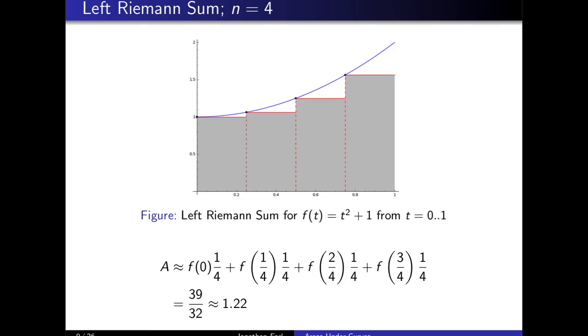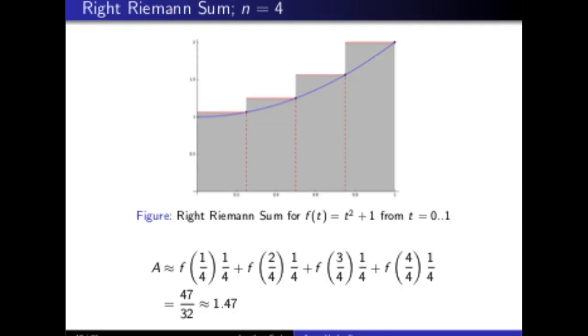Okay, suppose that instead of two rectangles, we used 4. If we do it with left points, we first break our number line 0 to 1 up into the intervals 0 to 1/4 to 1/2 to 3/4 to 1. Using left points, we evaluate f of 0, f of 1/4, f of 1/2, and f of 3/4. When we add up the areas of these 4 rectangles, we get 39/32, so about 1.22. If we use the right points, again, this one is going to give us an overestimate. When we add up the areas of these 4 rectangles, we get 47/32, so about 1.47.